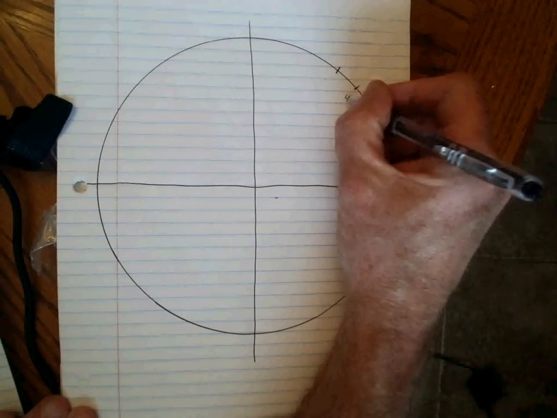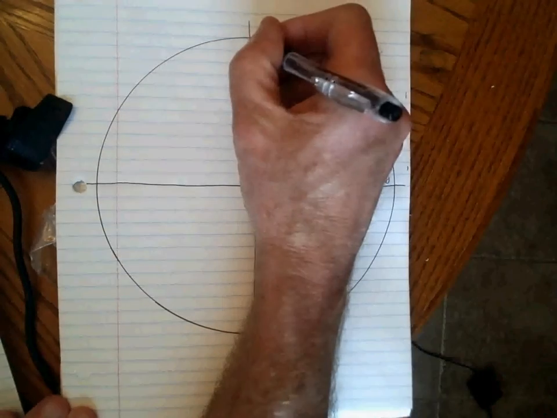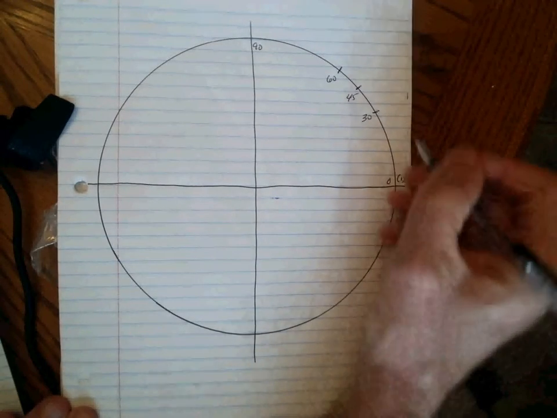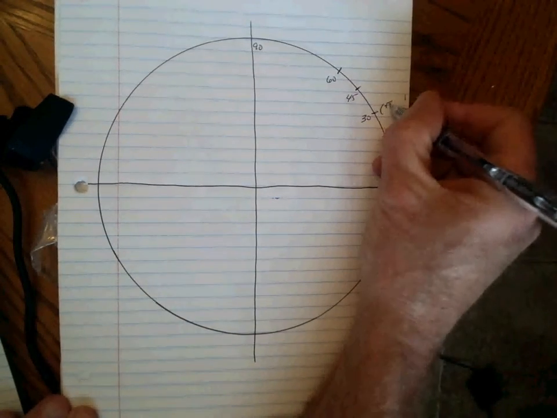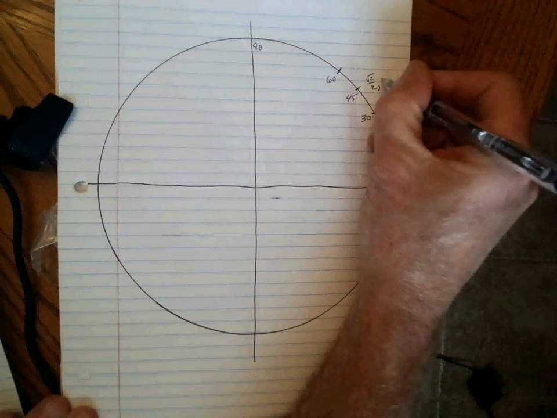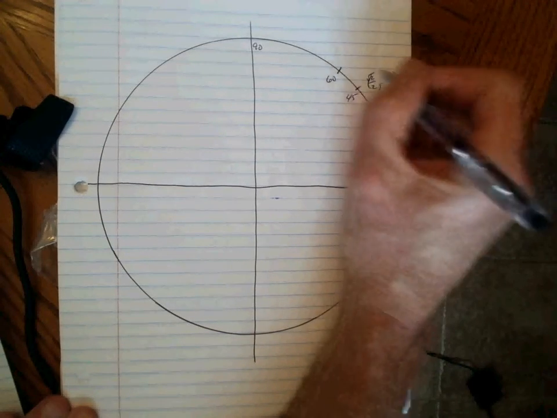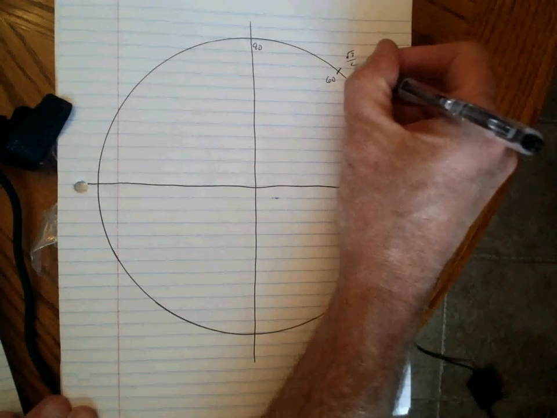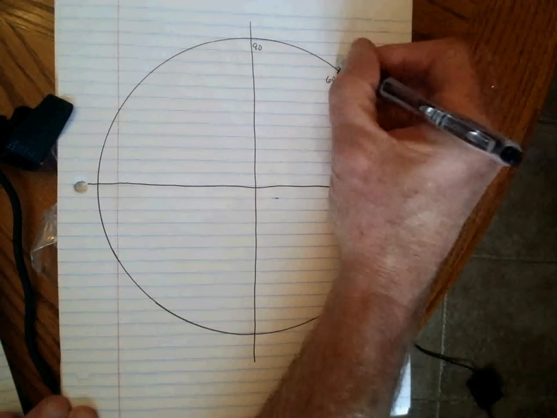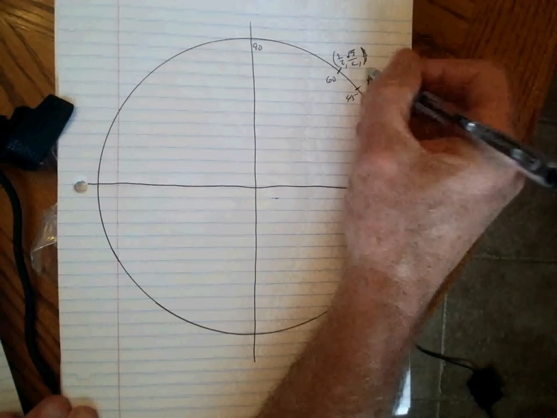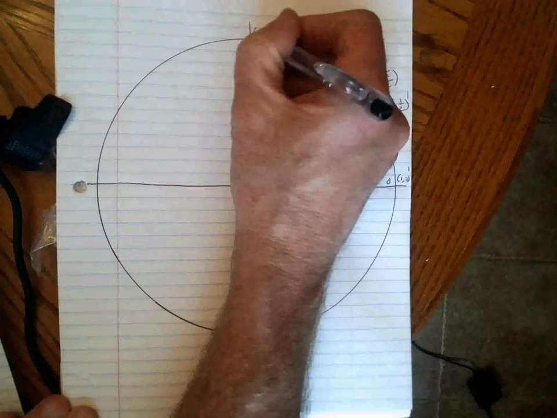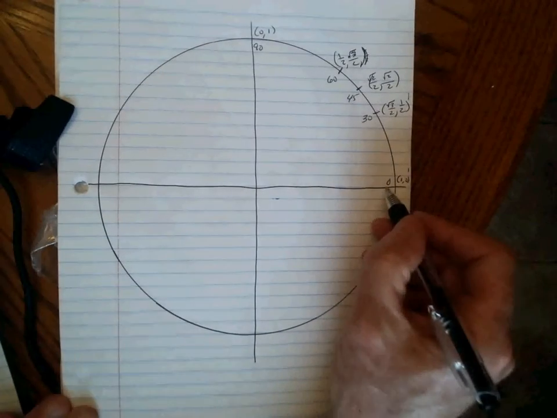If this is 0, 30 degrees on the circle, 45 degrees on the circle, 60 degrees on the circle, and 90 degrees on the circle, and we said this is the point 1, 0. This is the point square root of 3 over 2, 1/2. The point square root of 2 over 2, square root of 2 over 2. And the point, oh sorry, this is 1/2, square root of 3 over 2. And this is the point 0, 1.